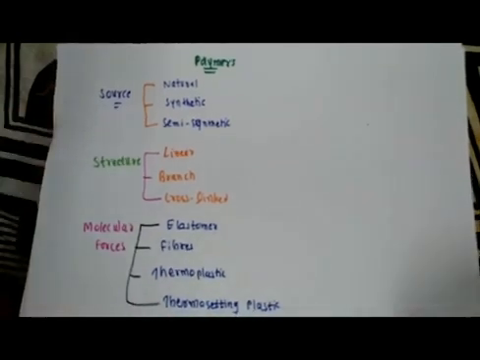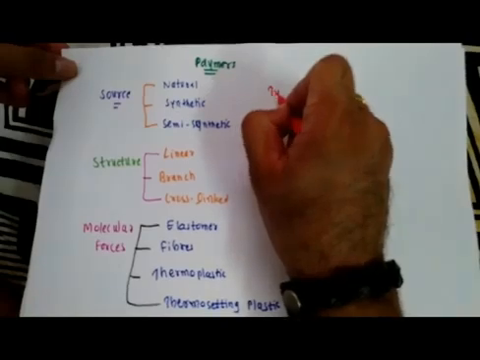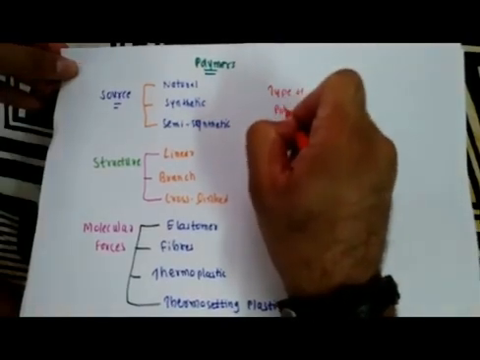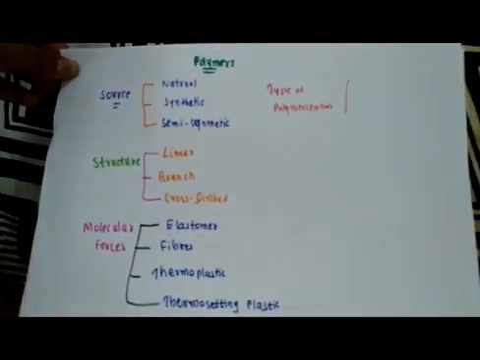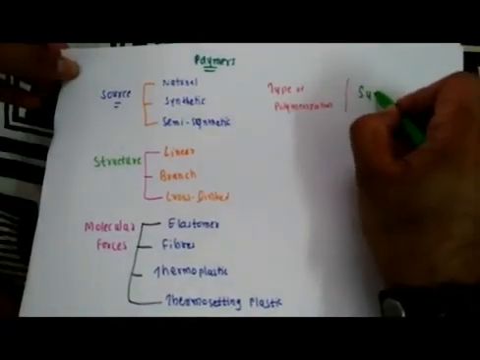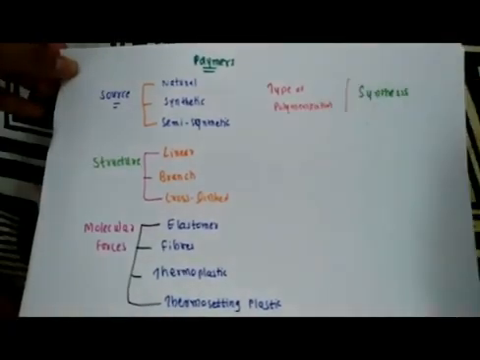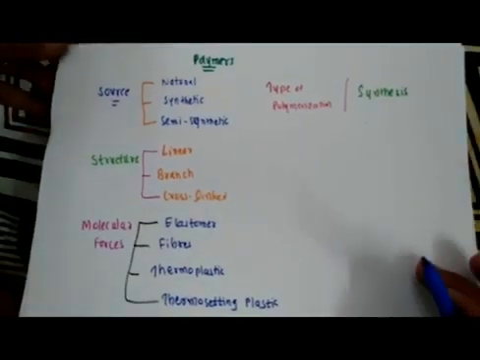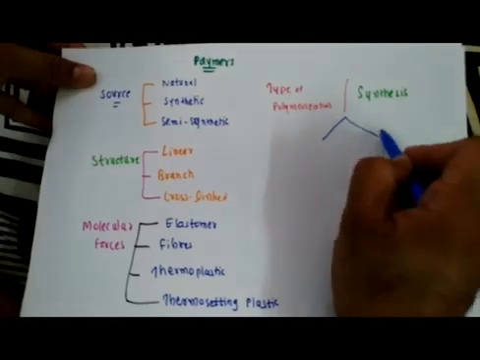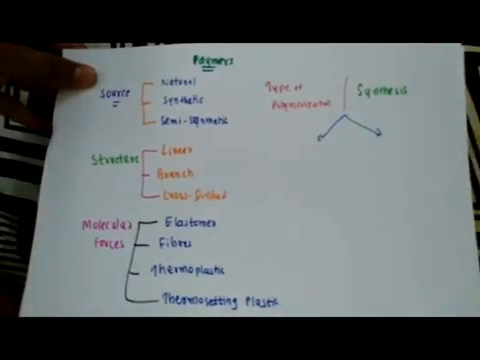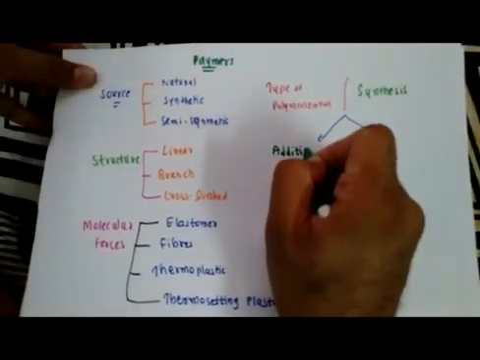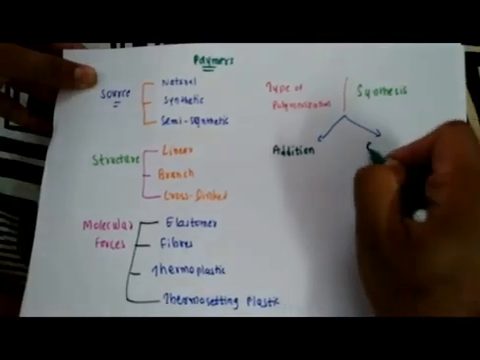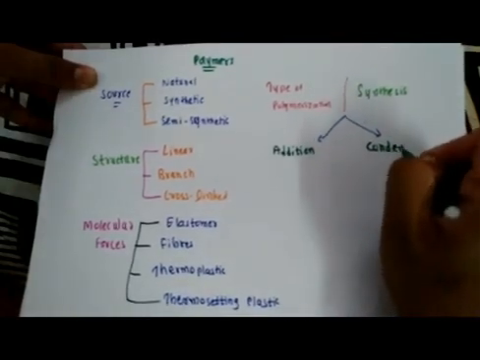Okay. Now next classification is based on type of polymerization, or based on synthesis. So based on type of polymerization, there are mainly two types of polymers. First is addition polymer and second is condensation polymer.